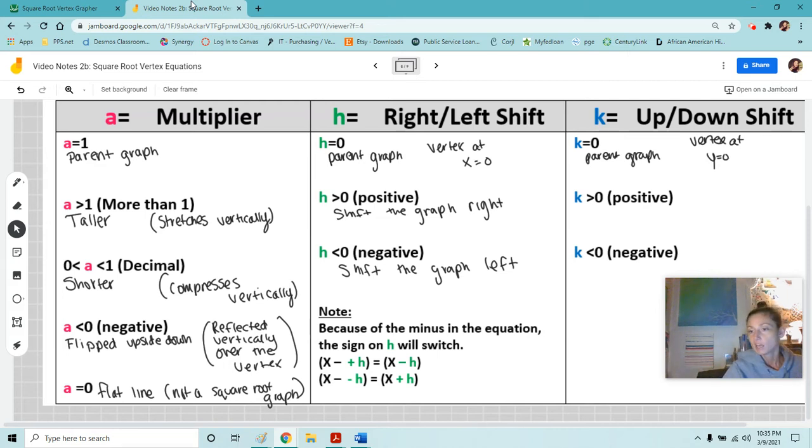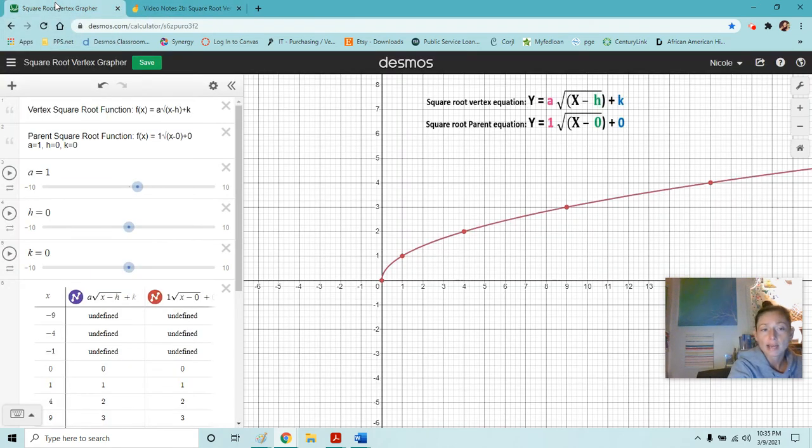The last one is k, and again, same idea. We've done this before with the quadratic graphs. It's going to affect the up and down movement. When we shift k up, the whole graph moves up. When I shift k down into the negatives, the whole graph moves down. So it literally just moves it up and down like that. Move that back to 0.